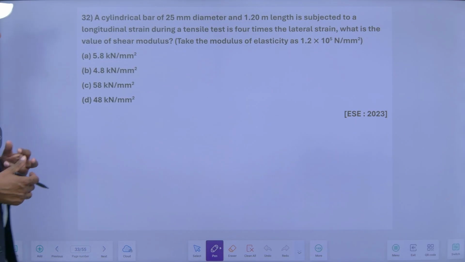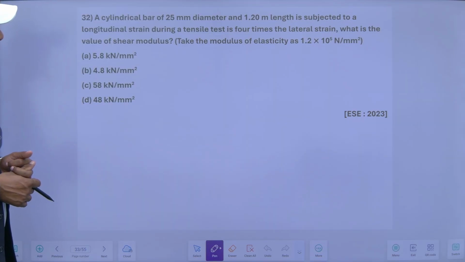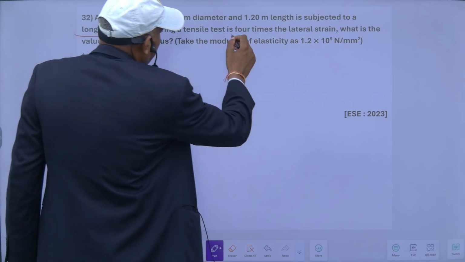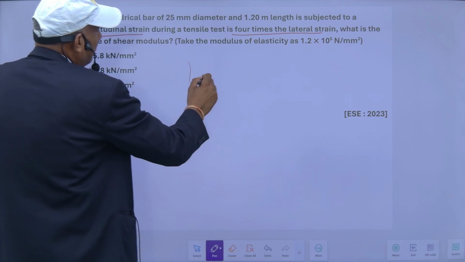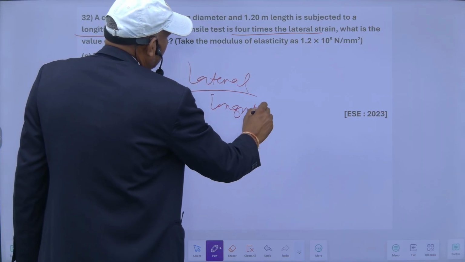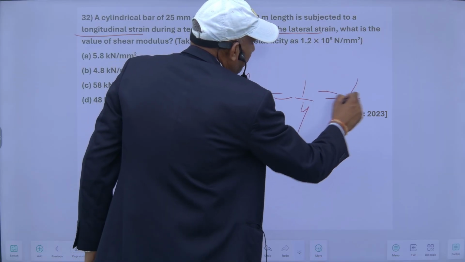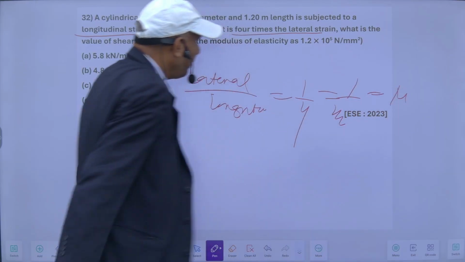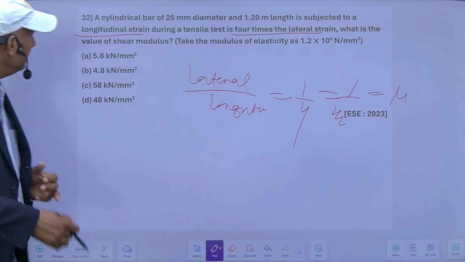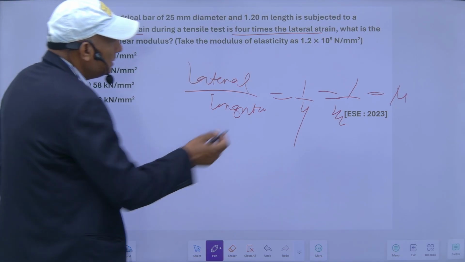A cylindrical bar of 25 mm diameter and 1.2 meter long is subjected to a longitudinal strain during a tensile test that is 4 times the lateral strain. Means longitudinal strain is 4 times the lateral strain. Means lateral strain upon longitudinal strain is equal to 1 upon 4. And what is this? This is 1 upon m, Poisson ratio or mu, you can say. So this is the value of the Poisson ratio. So the dia is this one, length is this one. What is the value of the shear modulus?